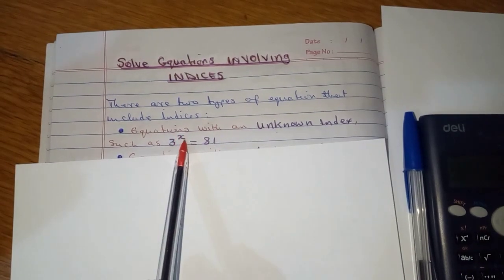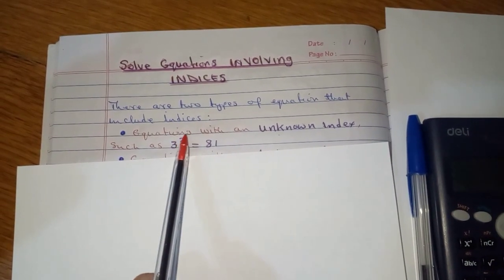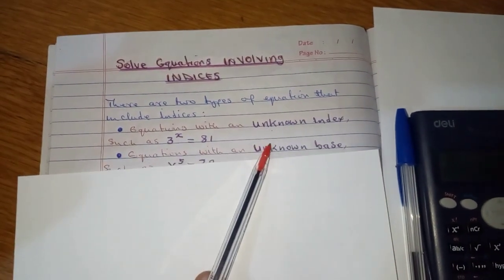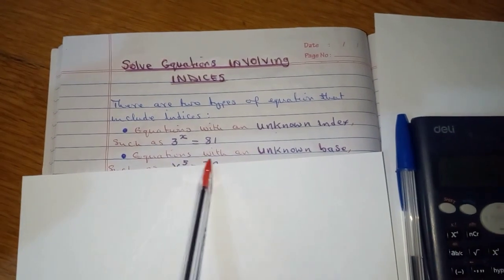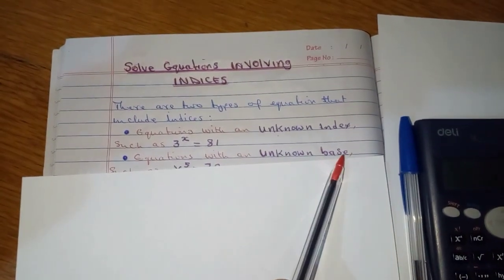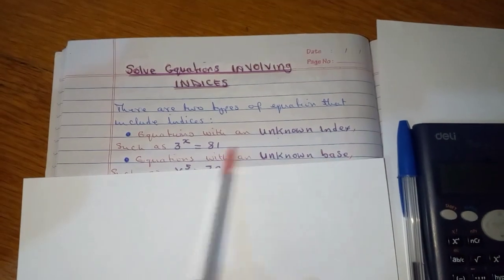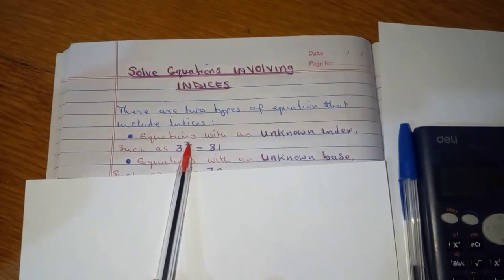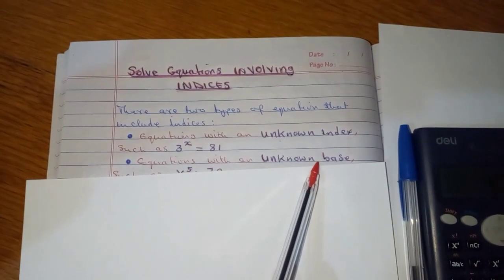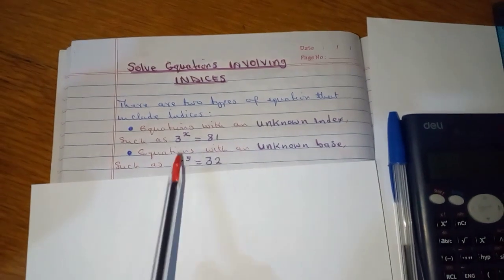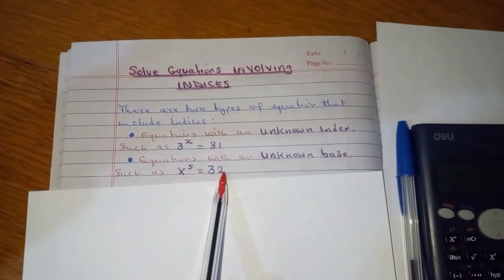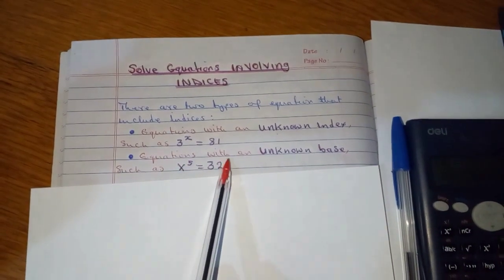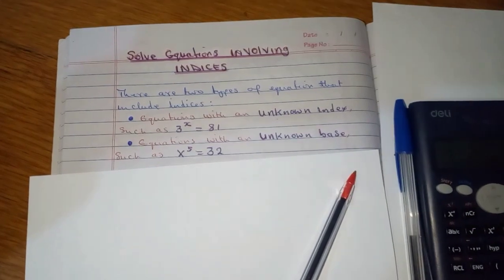In this kind of equation, the most interesting part is to solve for this value which is here, the power, the index. Another equation will come in the form of equations with an unknown base. In the first one, the index is unknown, so you need to solve for the unknown index. But in this second equation, the base is unknown. In this example, we have x to the power 5 is equal to 32. So we know the index, but we don't know the base. How do we solve for the base? These are interesting equations that we are going to look at in this video.